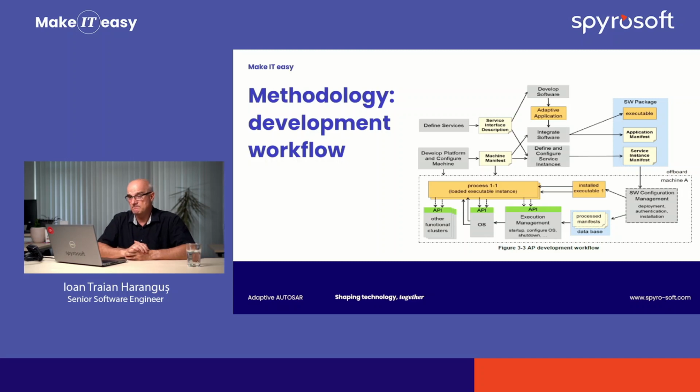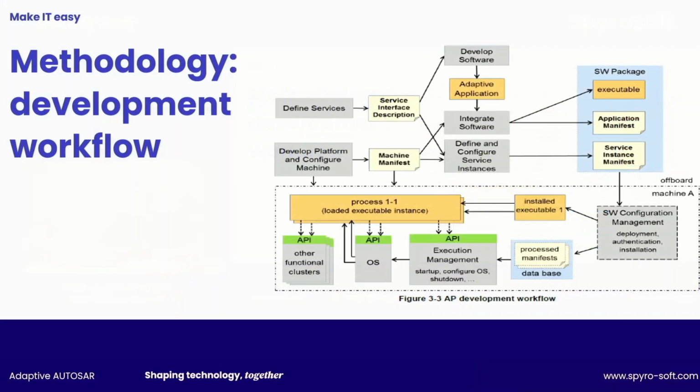And here there is another diagram which is describing the flow of our adaptive application creation, from creating the source code, choosing the data types, until the deployment of our application. We, for example, start to define the services, creating the service interface description .xml file. When we start to develop the software, the adaptive application source code, we generate our header files using our XML file as an input.